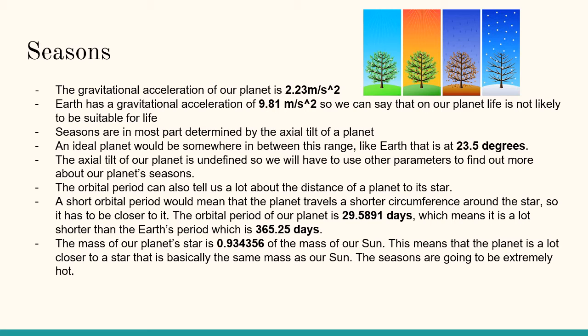The orbital period can also tell us a lot about the distance of a planet to its star. A short orbital period would mean that the planet travels a shorter circumference around the star, so it has to be closer to it. The orbital period of our planet is really small, which is 29.6 days if we round it up. That means it's a lot shorter than the Earth's period, which is 365.25 days. The mass of our planet's star is 0.9 of the mass of our sun, if we round it up. And this means that the planet is a lot closer to a star that is basically the same mass as our sun.